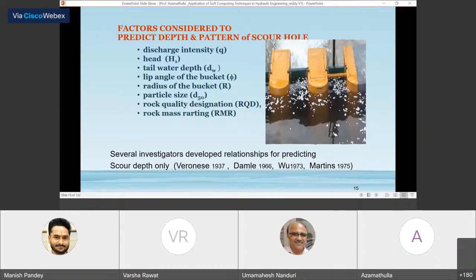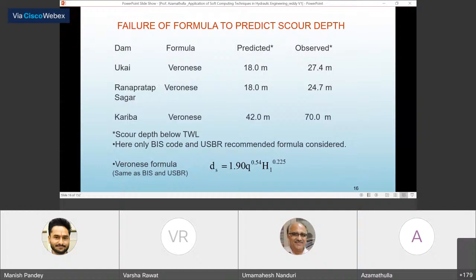But in my case, I have considered all these 6 variables. Later I will show you the regression equations I developed based on my model data. I conducted 75 experiments during my research at the Central Water and Power Research Station. You can see the failure of the formula. The Bureau of Indian Standards and USBR small dams both recommend this formula, which is almost 9 decades old. He considered discharge intensity and head, only 2 parameters.